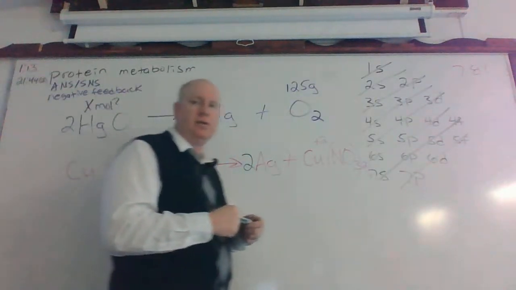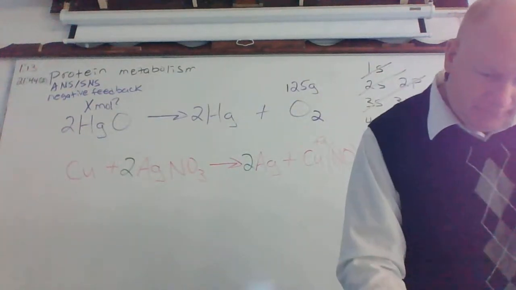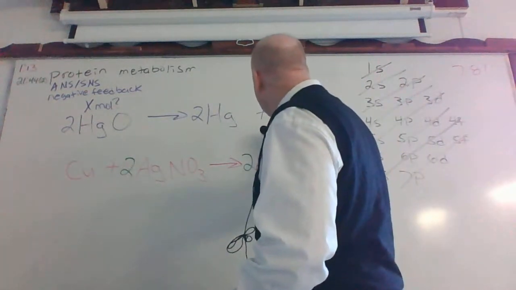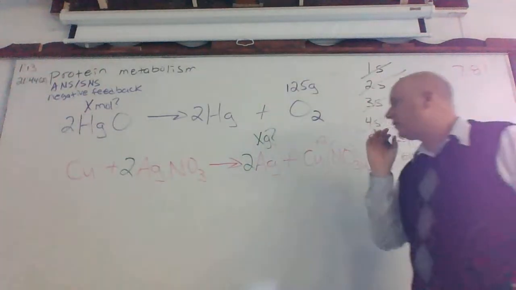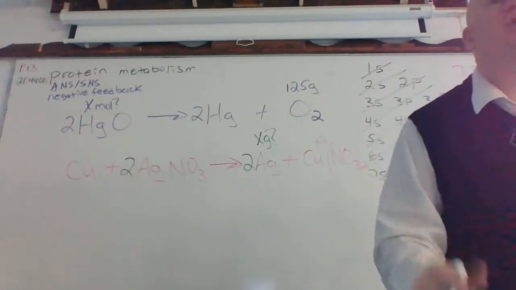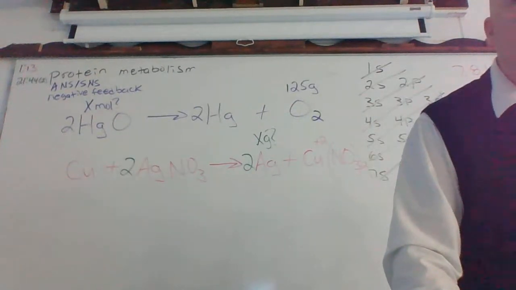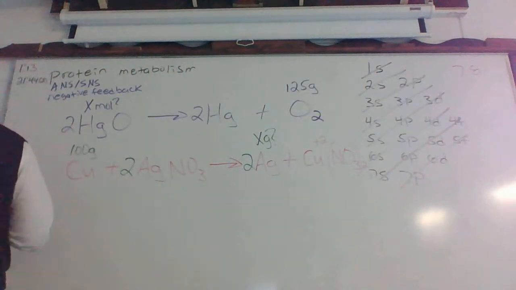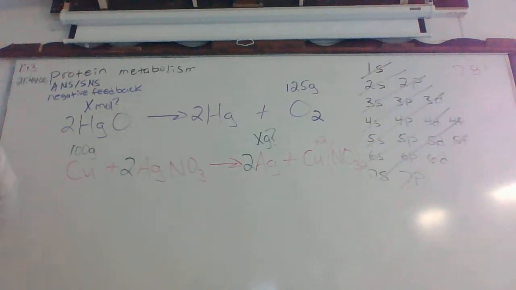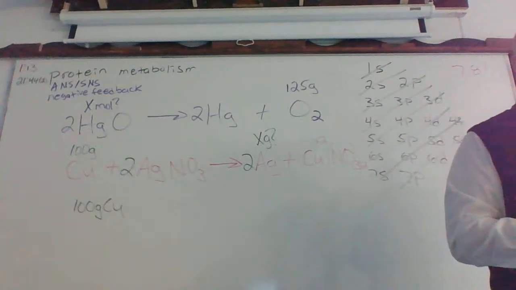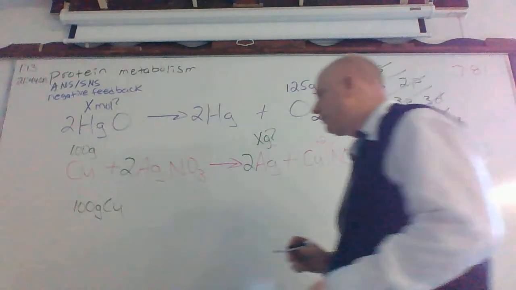Okay, so now it says, what mass of silver is produced? So what mass? We don't know, X amount of grams. So that's what we're looking for and what's being produced, okay? From starting with what amount on the left side? 100 grams of copper, okay? Now this is a 4-step problem. So we've got our 100 grams. We see grams. We're going to change it to what? We're going to change it to moles, okay?